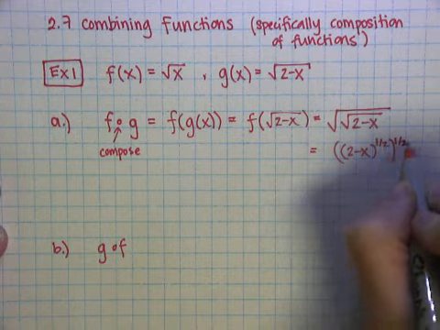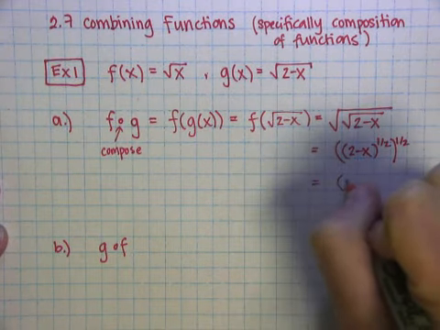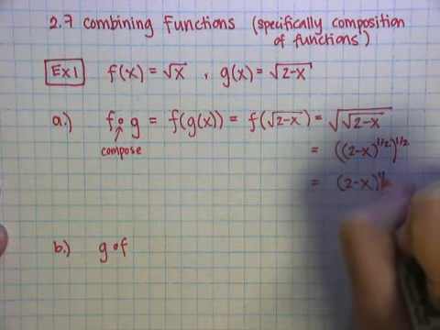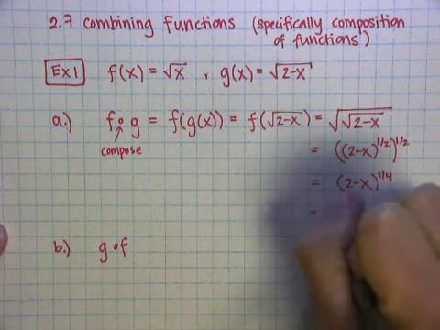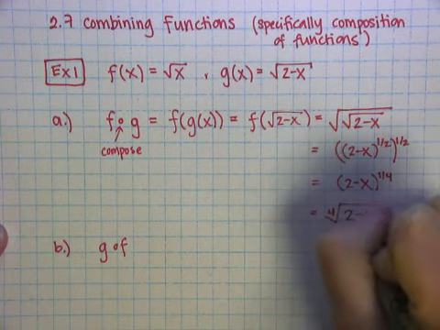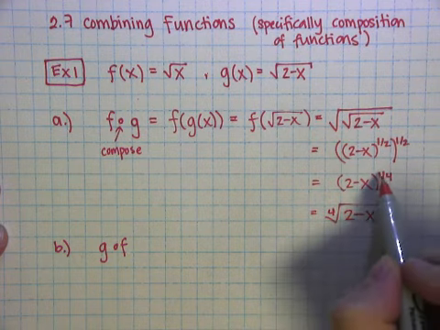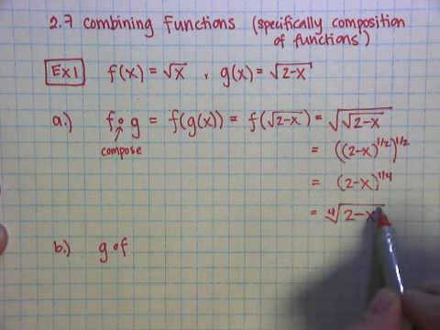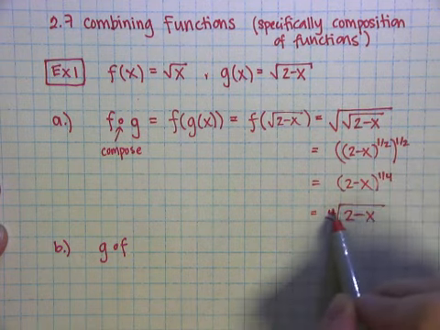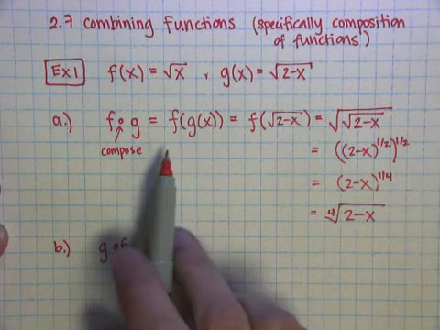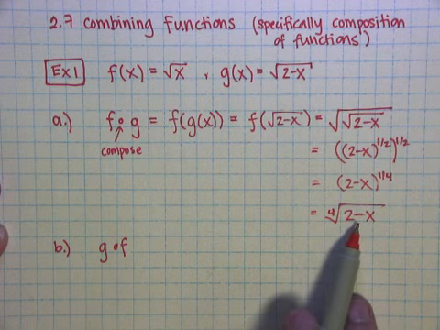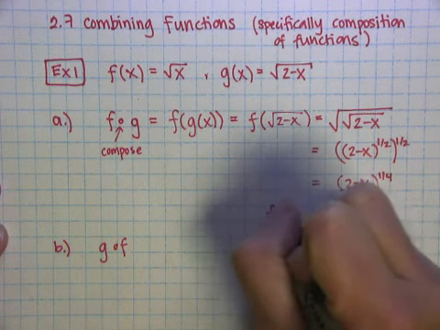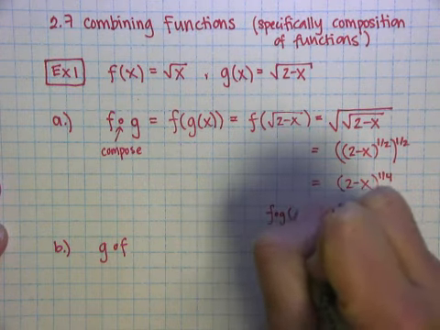And also recall that a power of a power, we multiply the exponents. So this is 2 minus x to the 1/4. And that's the same as the 4th root of 2 minus x if we use the cowboy and the horse. Remember, the cowboy rides on top, it goes inside the house. The horse is on bottom, it stays outside the house. So like this in the back of your textbook, you would see the 4th root of 2 minus x as your final answer for f of g of x.